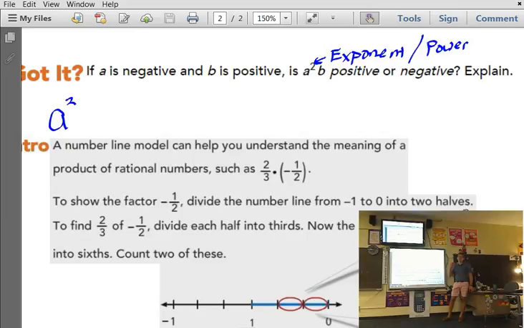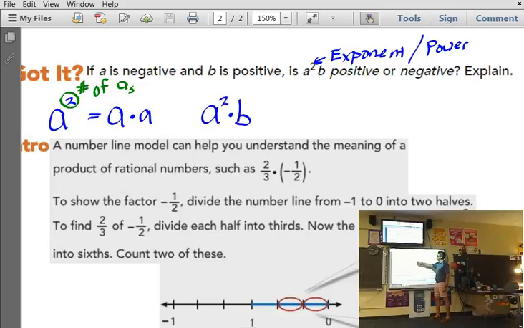What a to the second power tells me to do... What does this number, say it was a 4 or a 5 or a 6 or a 10 or a 42, what's it telling me, Jeremiah? Yeah, that many times, right? So, number of A's is really what that's telling you. It's hard to write A's as a plural possessive thing, but that's telling me how many A's I'm going to have multiplied. So it's A times A. So really, A squared times B is A times A times B.